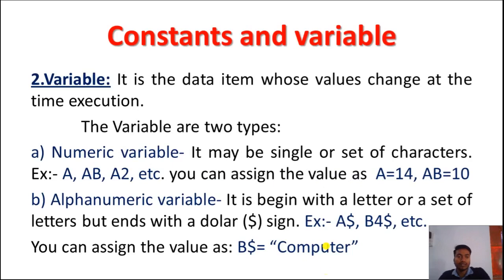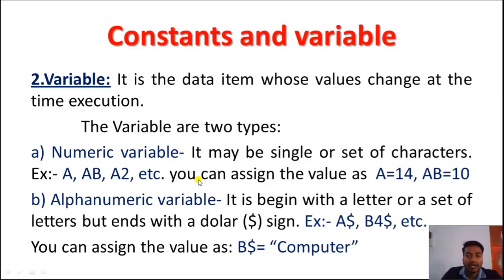Now variable. It is the data item whose value changes at the time of execution. Now in a variable, the data item values will change at the time of execution. The variables are of two types. First, numeric variable. It may be a single character or a set of characters. As a variable we can give either one character or a set of characters like Ram, Rahim, or we can give R, A, B, C, or ABC, or any name we can write like Ram, Syam. As a variable we can give.